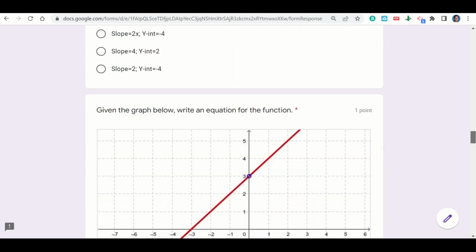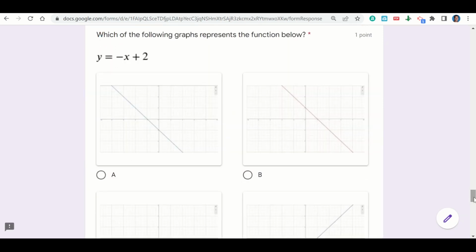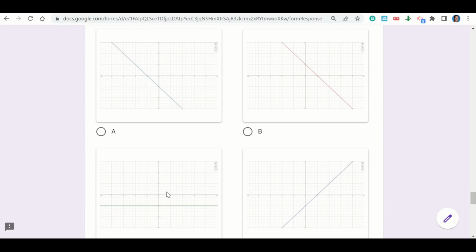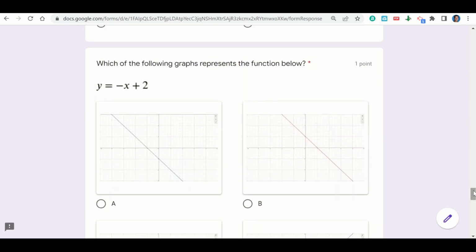Let's scroll to another random one. It says, which of the graphs represents the function? Well, it says negative x plus 2. So we know negative x means it's going to go down as we go from left to right. So it can be this one or this one, not this one or this one. So it's got to be one of these two. And it has a y-intercept at positive 2. So that means it's going to cross above the x-axis. Well, this one crosses below. This one crosses above, so it's got to be this one here.